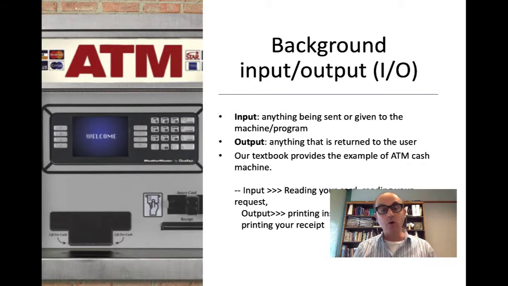Again, I'm sure that most of you who already took some computer classes or programming classes know that the input is everything that's sent or given to the machine. The output is anything that's returned to the user. The textbook gives the example of an MTA machine. You go to the machine, it reads your card, and then it asks for your request. The output might print instructions on the screen, or print a receipt, or print money.